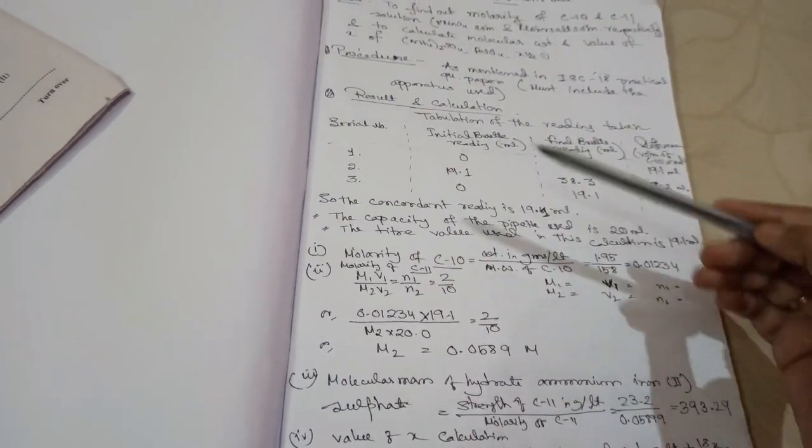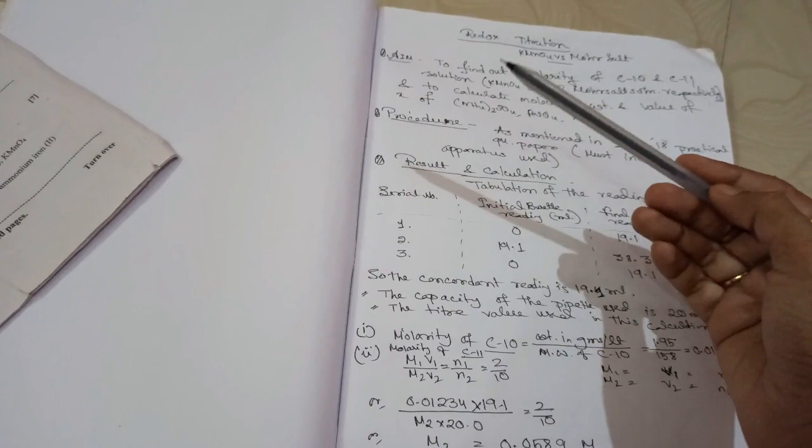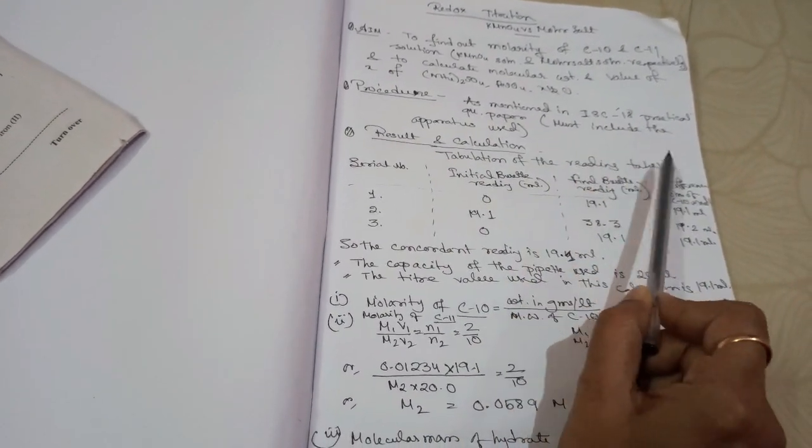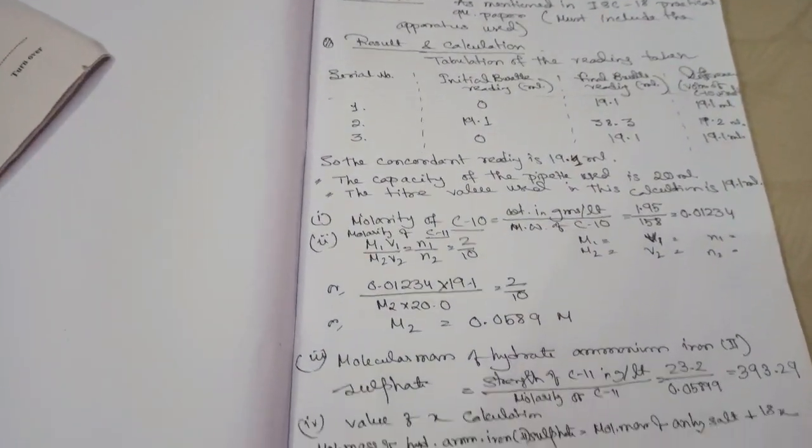But in the file you must mention aim, procedure, result and calculation. And here in procedure you must write the apparatus that are used in this experiment.